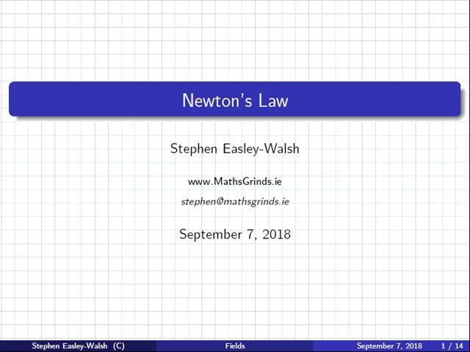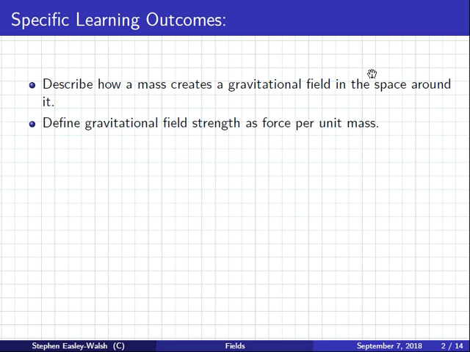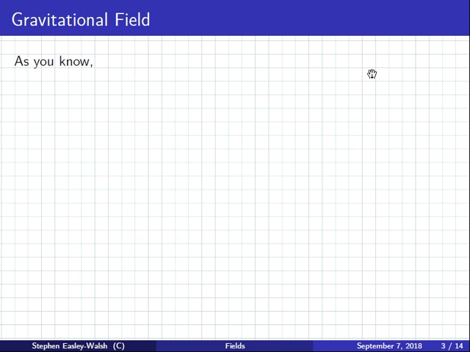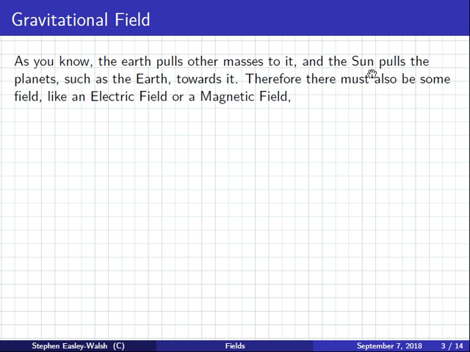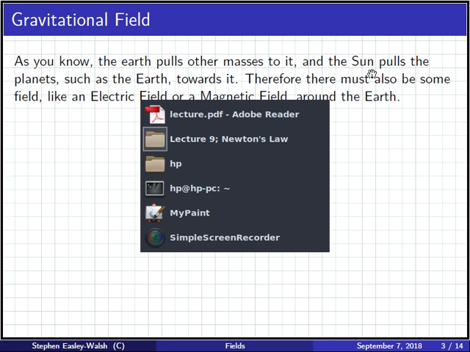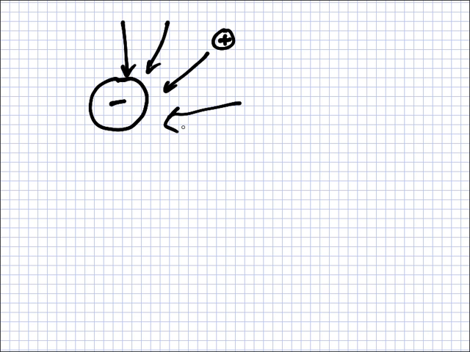Now, Newton is very important. He did a lot of work. So he has another law. So as you know, the Earth pulls other masses to it, and the Sun pulls the planets, such as the Earth, towards it. So there must be some kind of field, like an electric field or a magnetic field around the Earth. So I'll draw a picture. You remember, if this is negative and this is positive, it will move in, because there's a field around it.